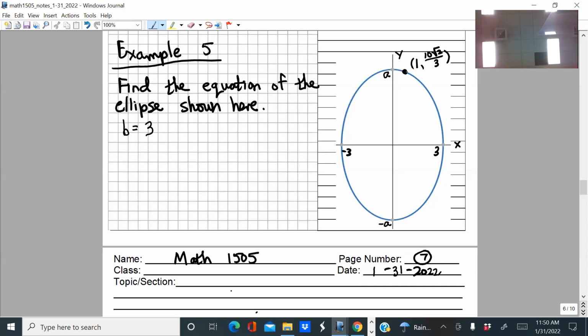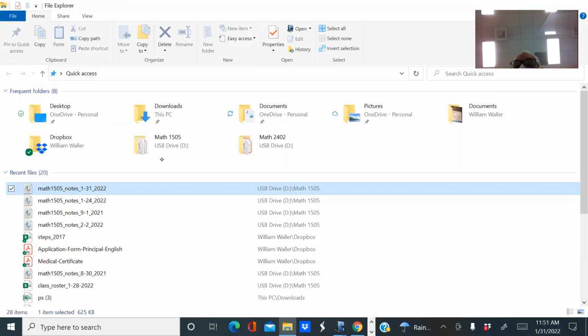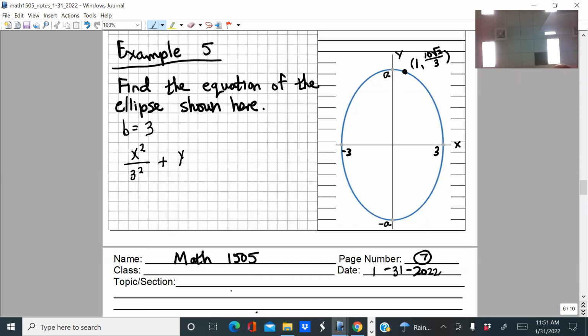Let's write down what that equation is going to look like once we're finished. You'll have x squared over what goes under the x squared in this picture? 3 squared, right? The b value squared goes under the x because it's the minor axis that's along the x-axis in this picture. Plus y squared over a squared, but unfortunately I don't know what a is equal to. But I do get a little break here: what's on the right-hand side? Not a variable, it's always 1. So there's the equation I'm trying to figure out.